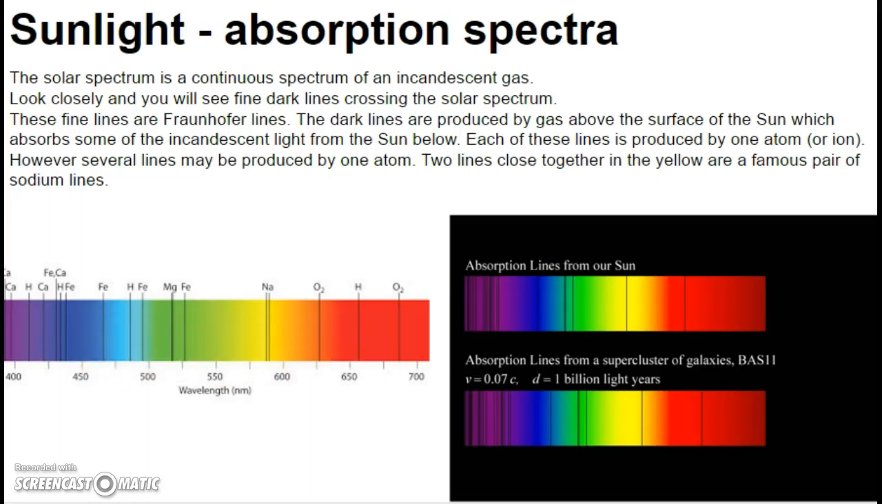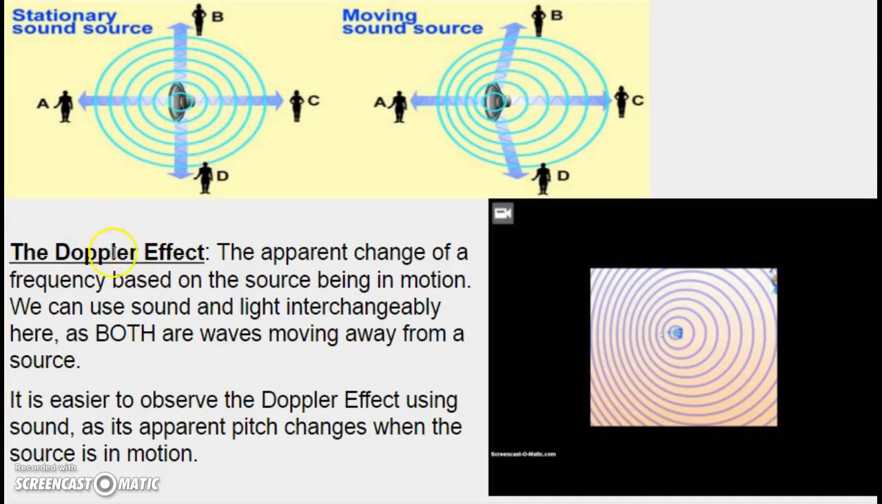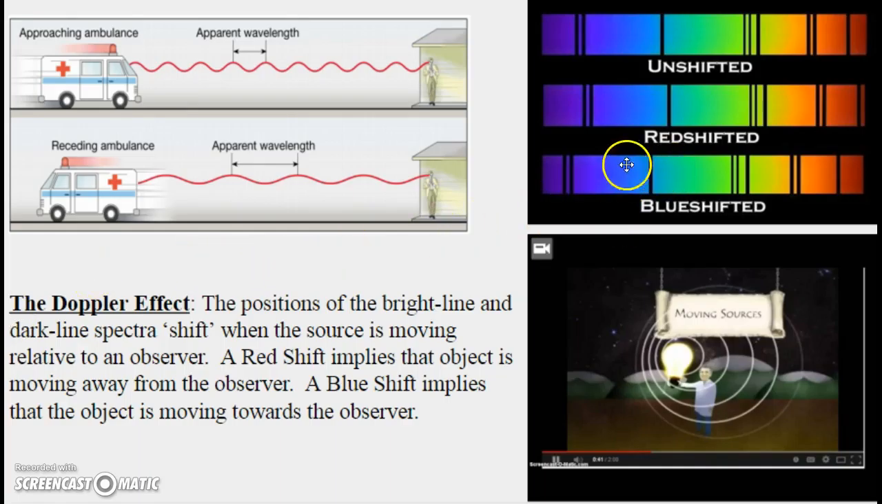Now I start applying the Doppler effect. If I have a light source that's stationary, the waves radiating out from it are all going to be consistent. But if I put it in motion, something happens: we can observe the Doppler effect by the change in apparent wavelength. If a sound source is coming towards me, it gets higher pitched. If a light is traveling towards us, it shifts towards the blue end. And if it's traveling away, the Doppler effect says it's going to have a longer wavelength. In light, we're going to call that a red shift.